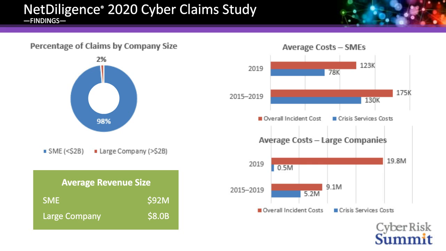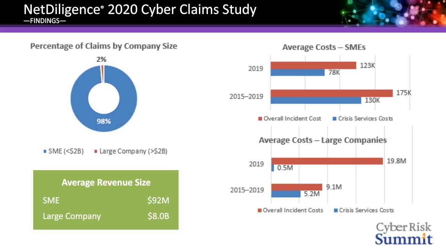Obviously, large companies, much different story here. Almost $20 million average cyber event in 2019. And if we looked at the 5-year window, it dropped significantly to about $9 million. So clearly this past year, there's been a lot of large events driving up the average. I know my fellow panelists will be talking about how ransomware claims and things like that have gone off the charts.